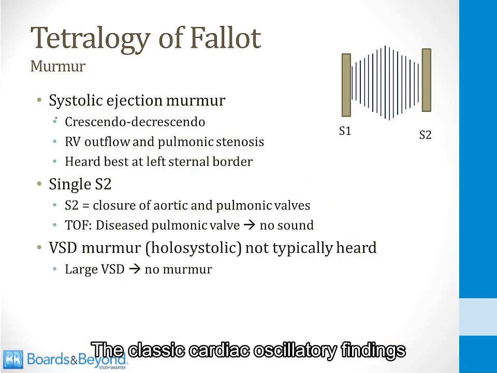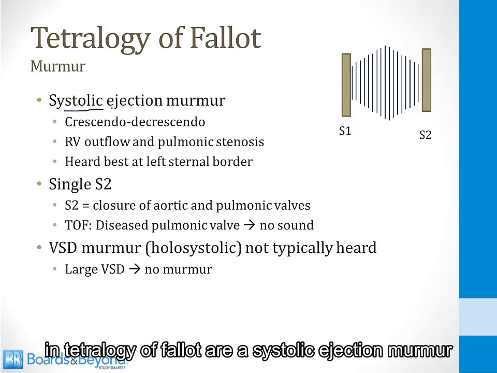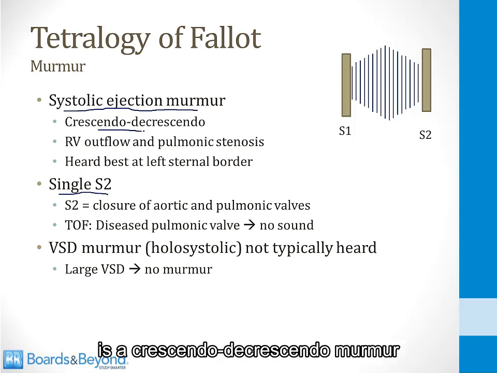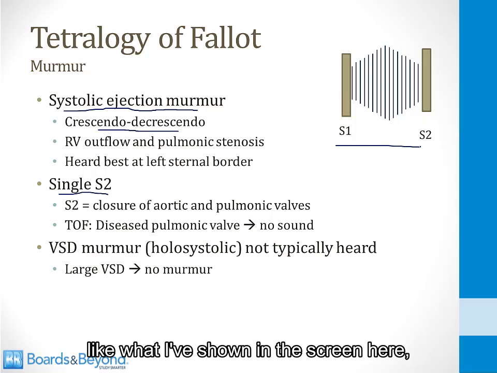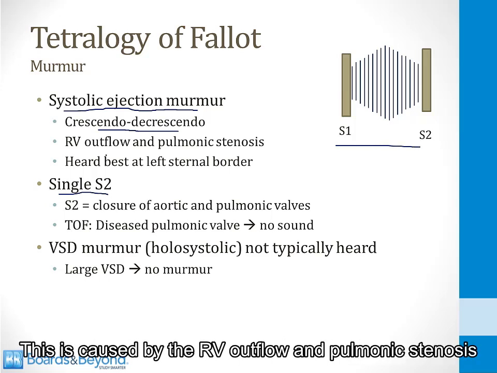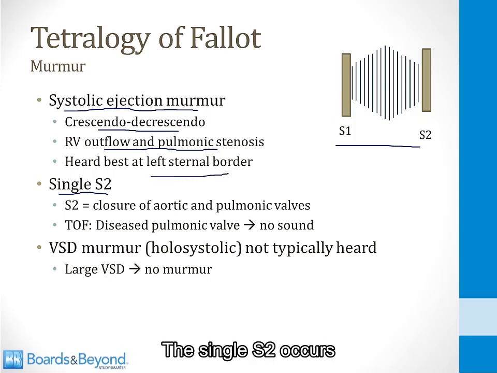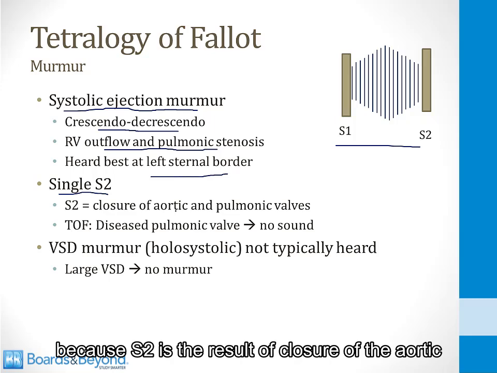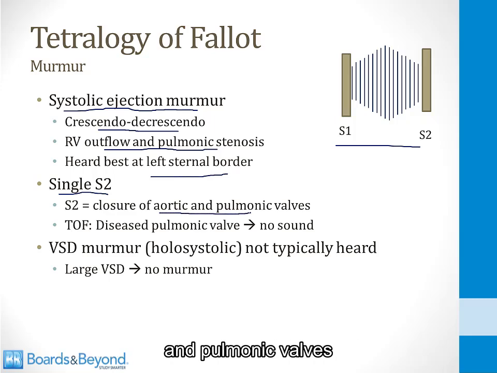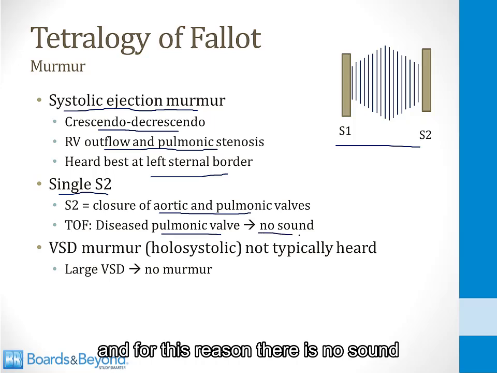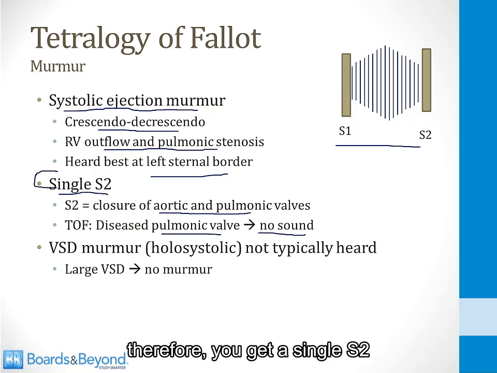The classic cardiac auscultatory findings in tetralogy of Fallot are a systolic ejection murmur and a single S2. A systolic ejection murmur is a crescendo-decrescendo murmur, like what I've shown on the screen here. It occurs between S1 and S2. This is caused by the RV outflow pulmonic stenosis, and it's heard best at the pulmonary listening point at the left sternal border. The single S2 occurs because S2 is the result of closure of the aortic and pulmonic valves. And in tetralogy of Fallot, there is a diseased pulmonic valve and poor flow through the RV outflow tract, and for this reason, there is no sound from the pulmonic valve. Therefore, you get a single S2.